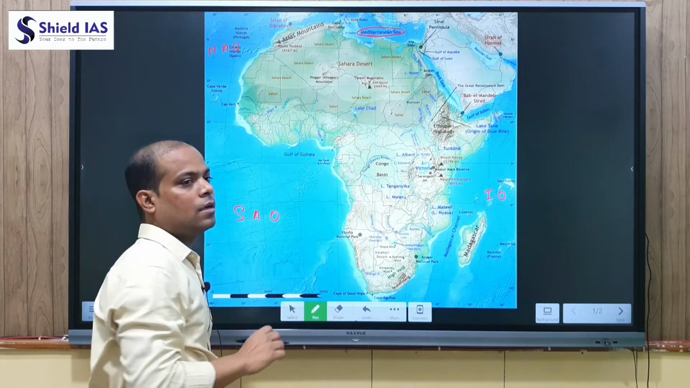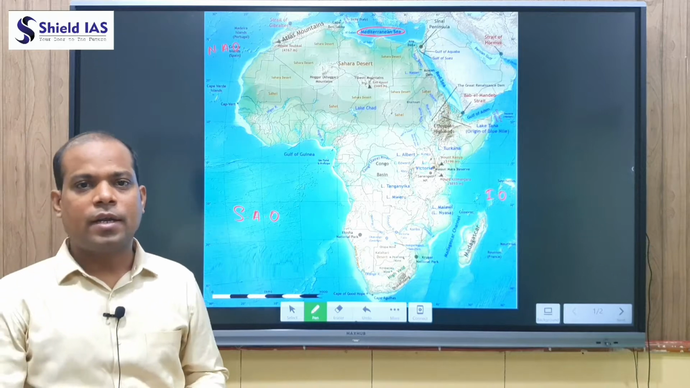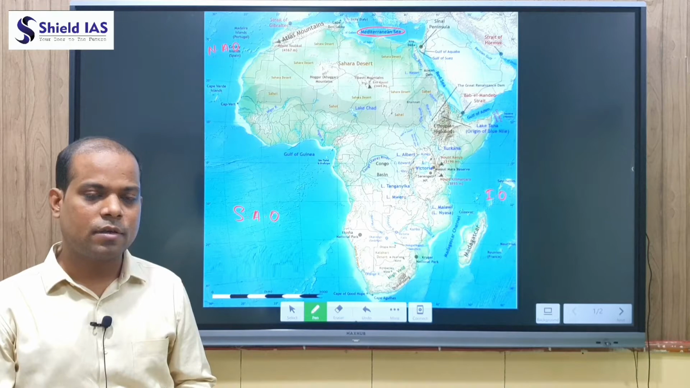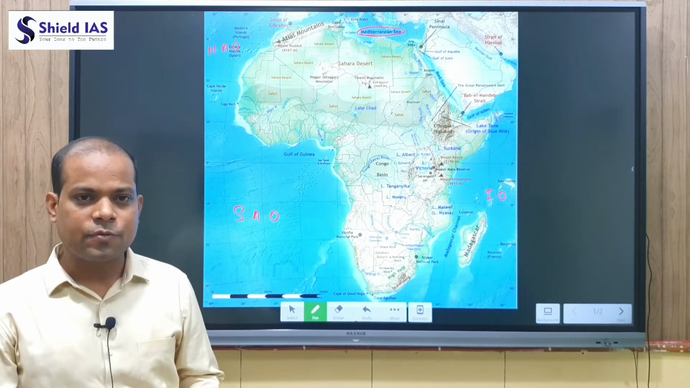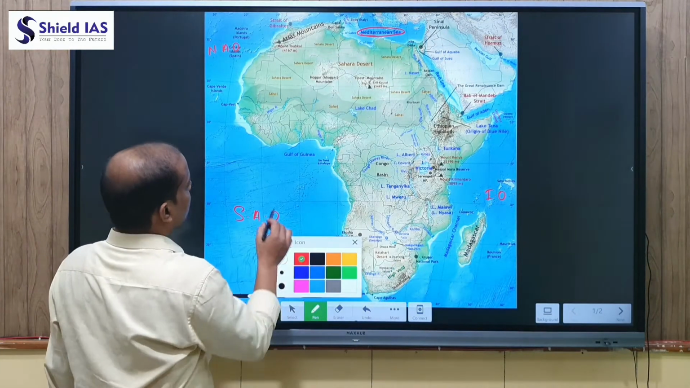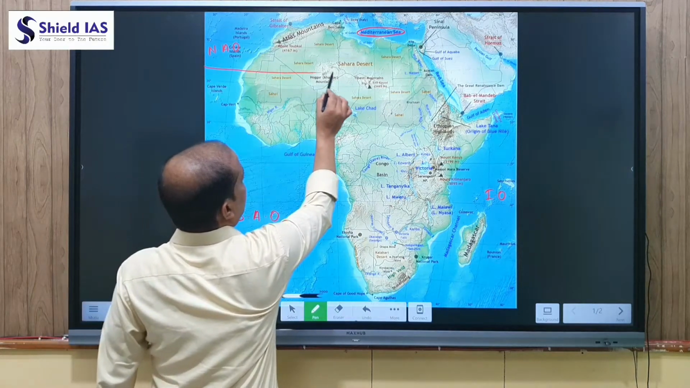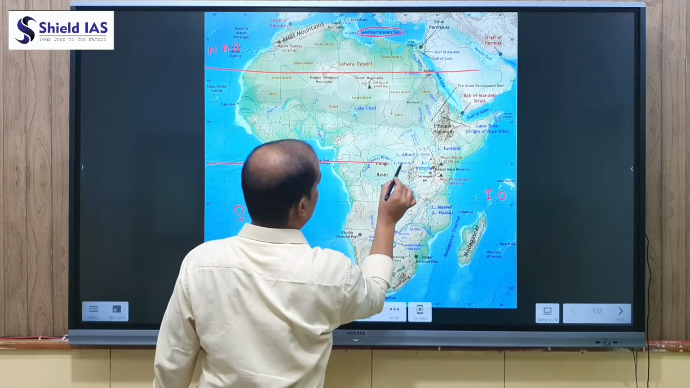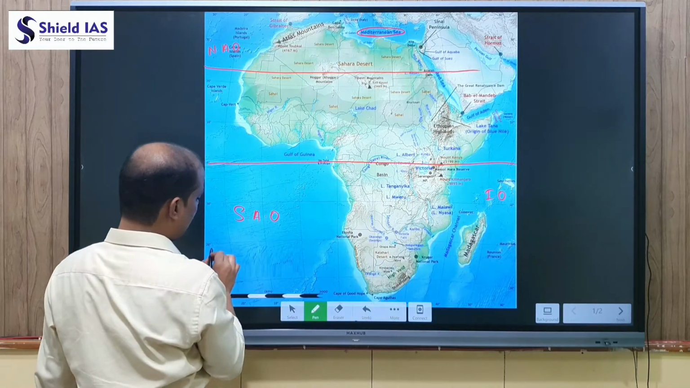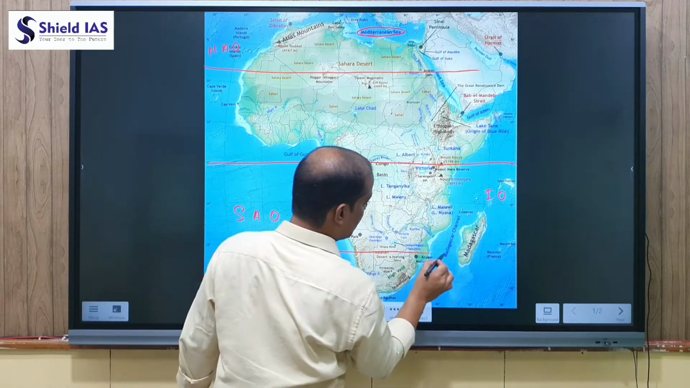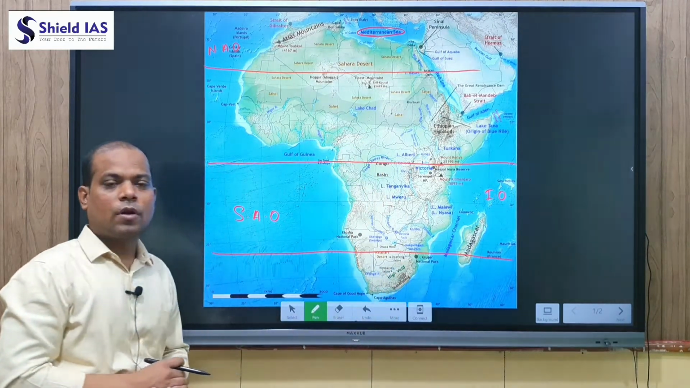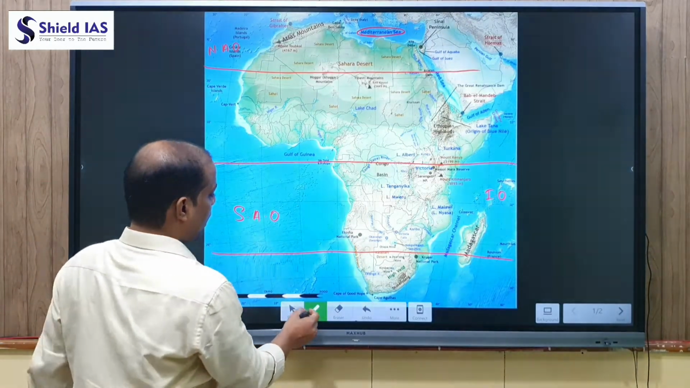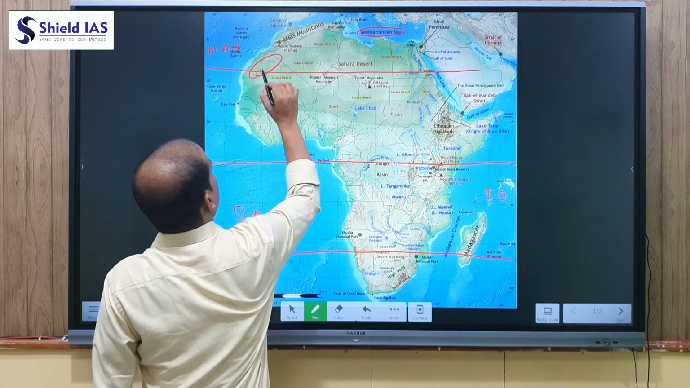north of the Africa continent we have the Mediterranean Sea. And as you know, Africa is the only continent through which all the latitudes, that is the Tropic of Cancer, Tropic of Capricorn and Equator, pass. Here we have the Tropic of Cancer, then we have the Equator, and south of the Equator we have the Tropic of Capricorn.